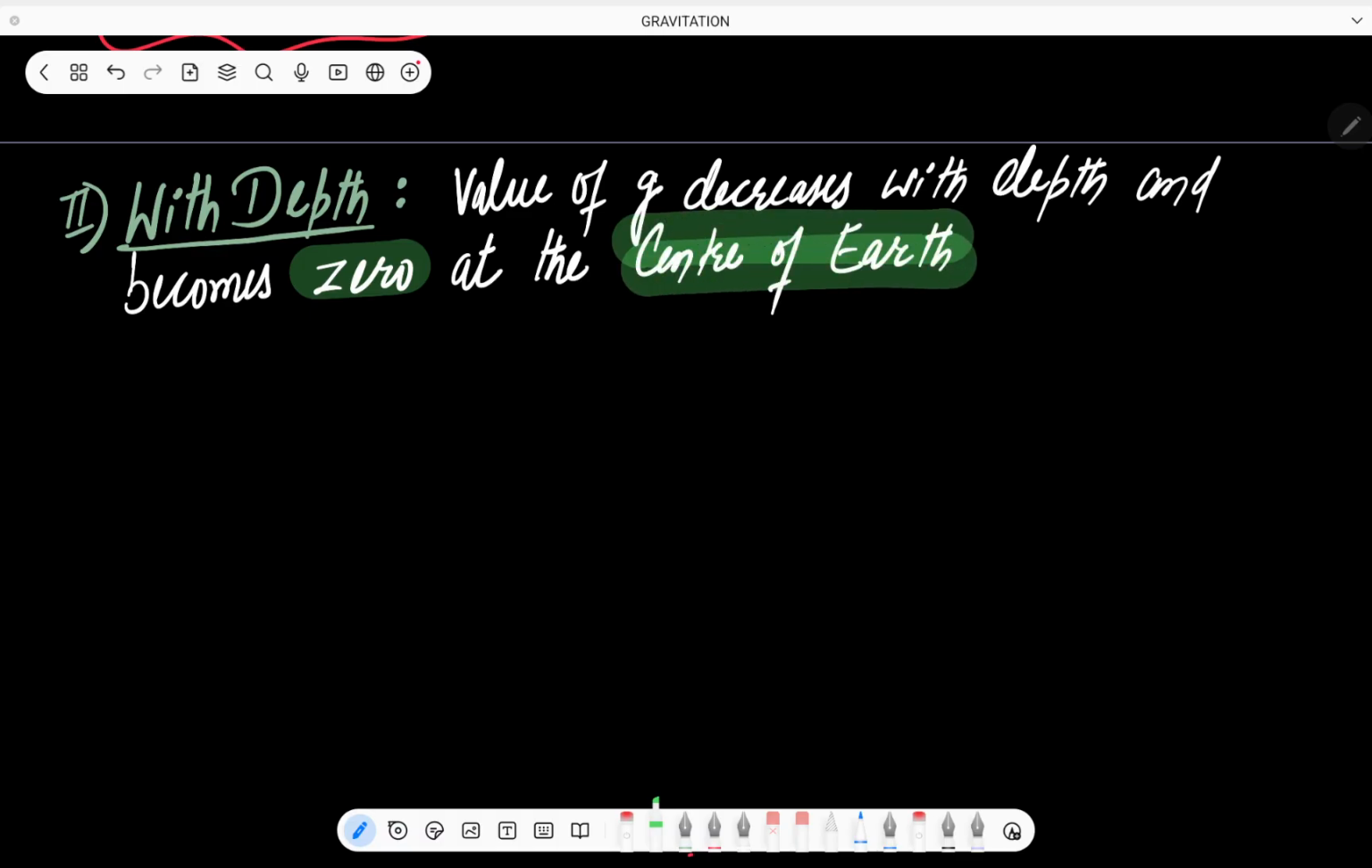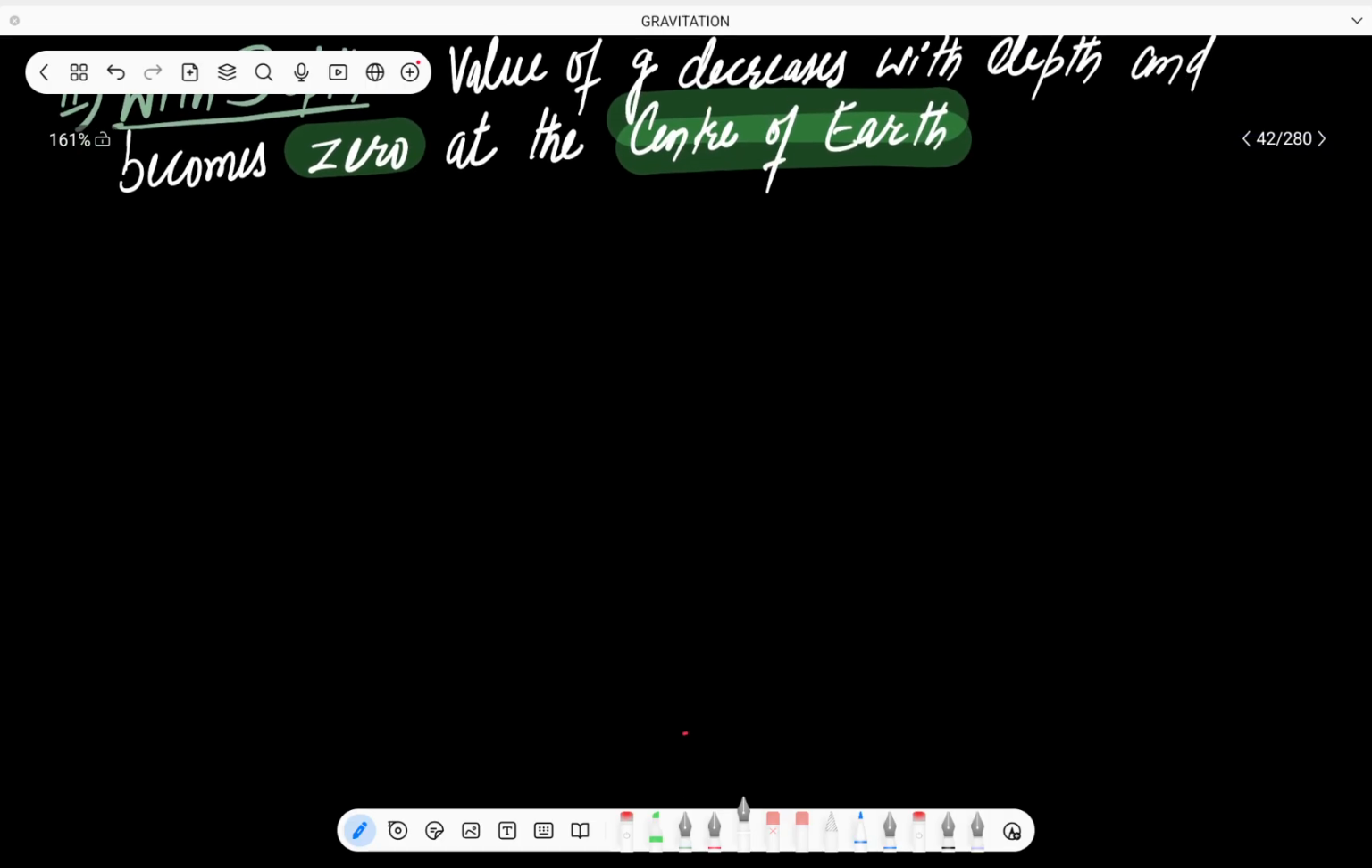आप याद रखेंगे बेटा ये, ठीक है जी. Okay, we'll discuss this in detail कि how acceleration due to gravity actually decreases as you move from the surface of earth to the center of the earth. Okay, so have a look. Try to understand this concept, this very important concept.